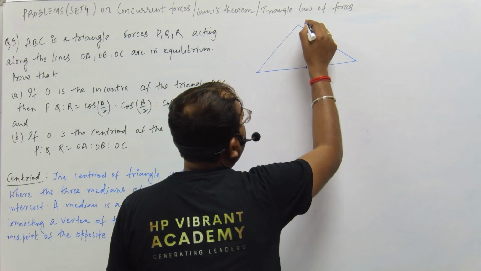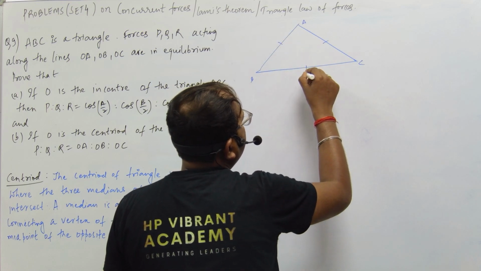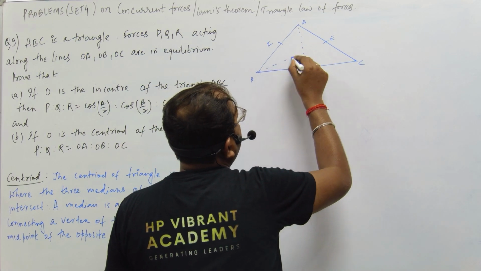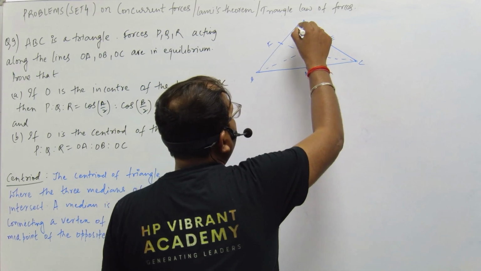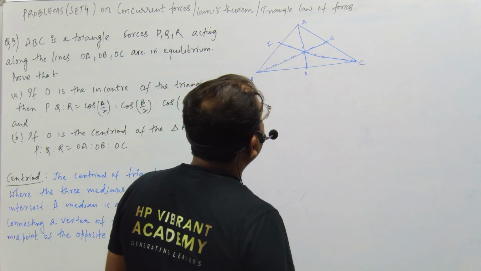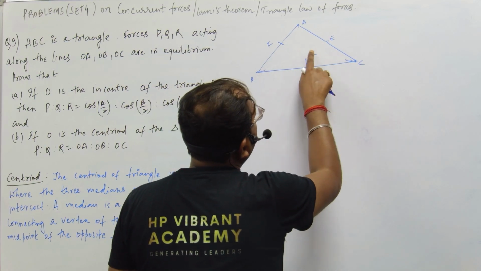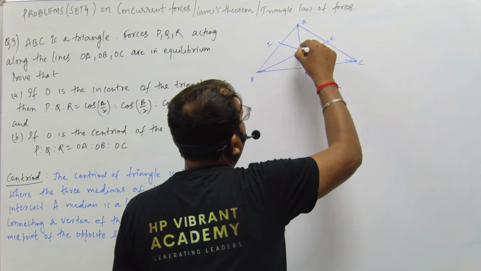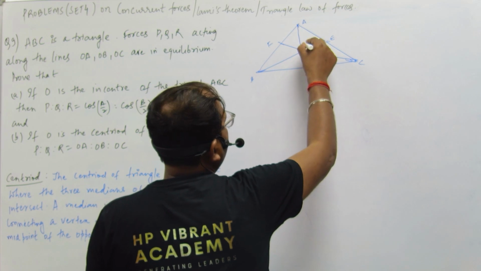The vertices are A, B and C. These are the midpoints; let us take them as D, E and F. Let us draw the medians. These are the medians. Let us draw this again. So we have the medians like this. Let us take the point of intersection as O.